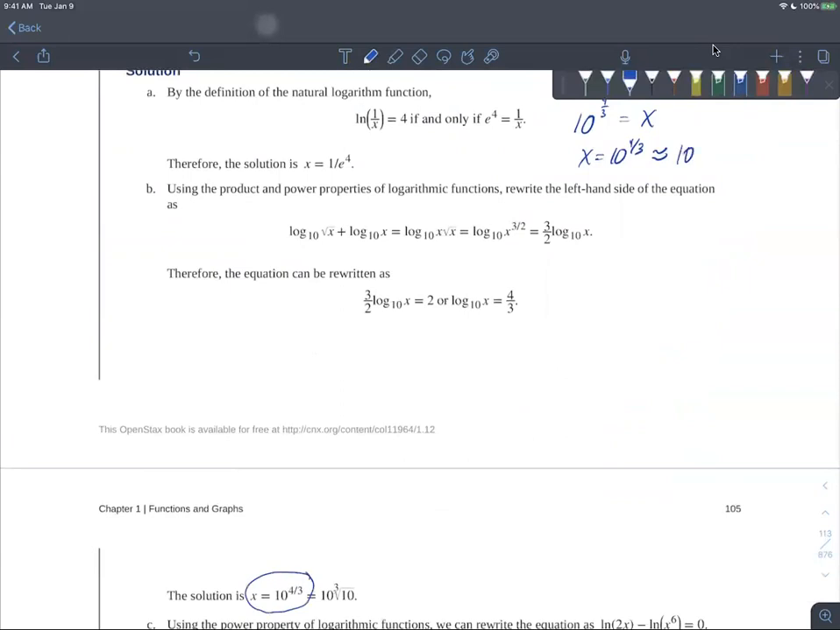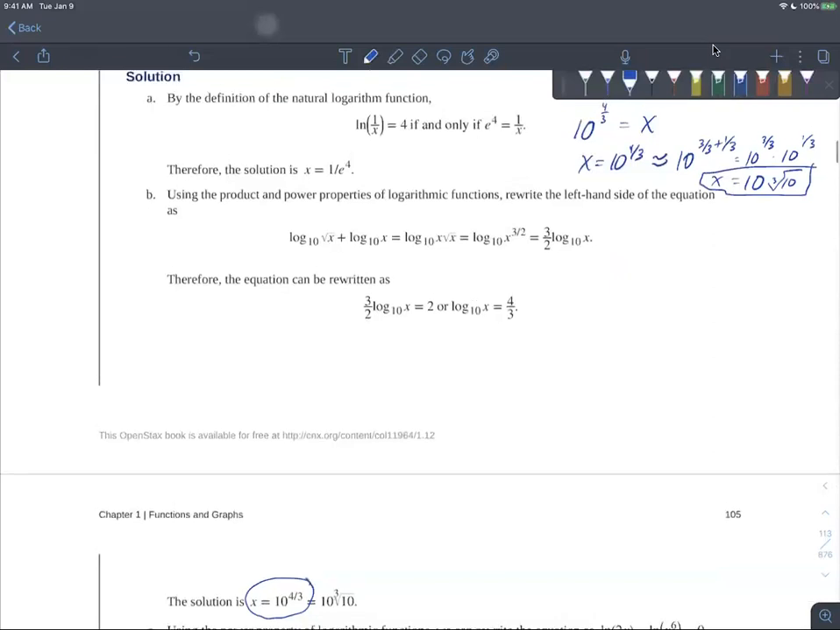Now, yeah, that's true. You can write 10 to the 4/3 as 10 to the 3/3 plus 1/3. They're just simplifying it a little bit. And so this can be written as 10 to the 3/3 times 10 to the 1/3. And 10 to the 3/3 is 10 to the 1, or just 10. And then 10 to the 1/3 is the third root of 10. So yeah, a little bit of simplification there. Very nice. That's cool.